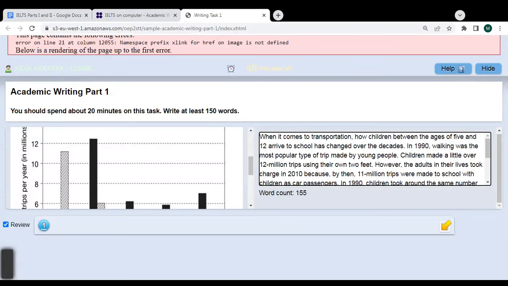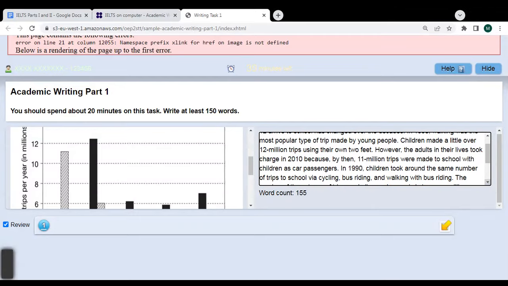When it comes to transportation, how children between the ages of 5 and 12 arrive to school has changed over the decades. In 1990, walking was the most popular type of trip made by young people. Children made a little over 12 million trips using their own 2 feet. However, the adults in their lives took charge in 2010 because by then 11 million trips were made to school with children as car passengers.